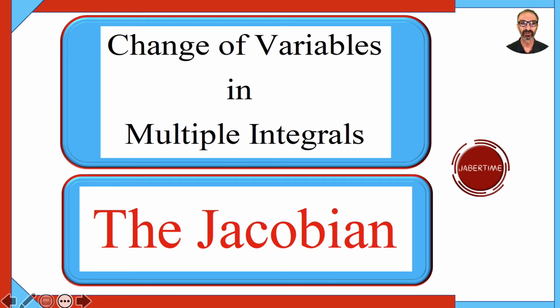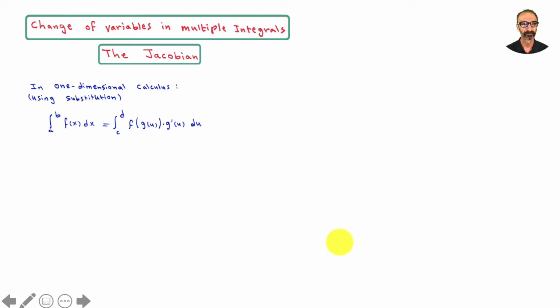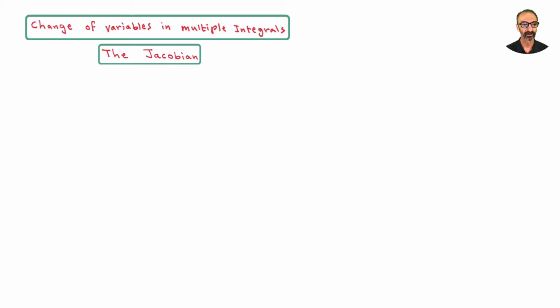Today I'm going to go over change of variables in multiple integrals, which is in general called the Jacobian. Okay, let's go back and start again.